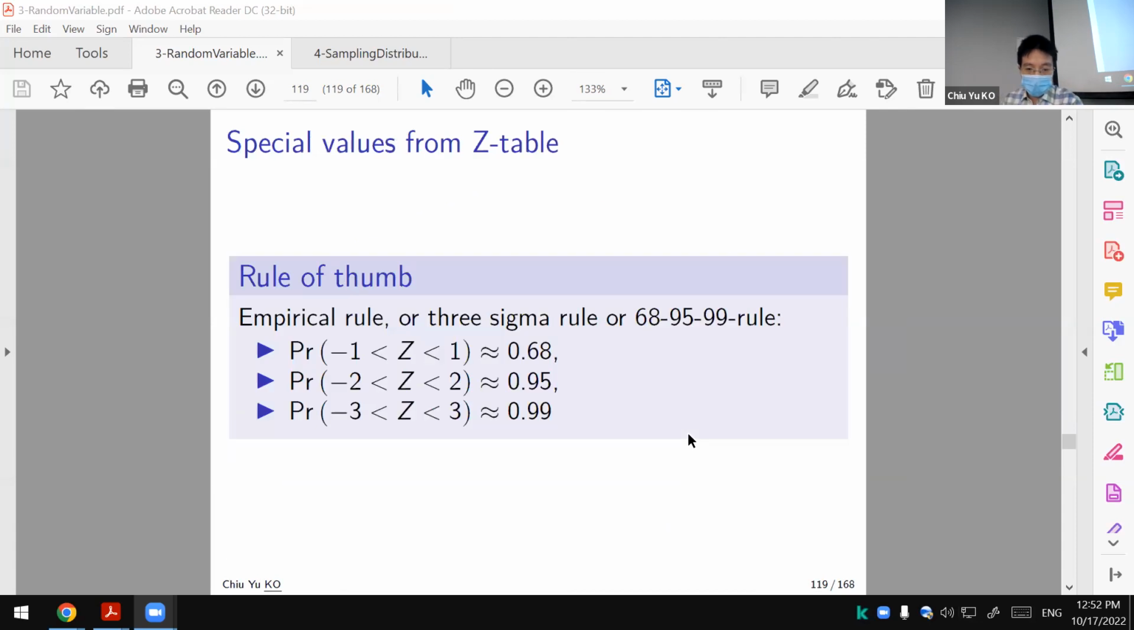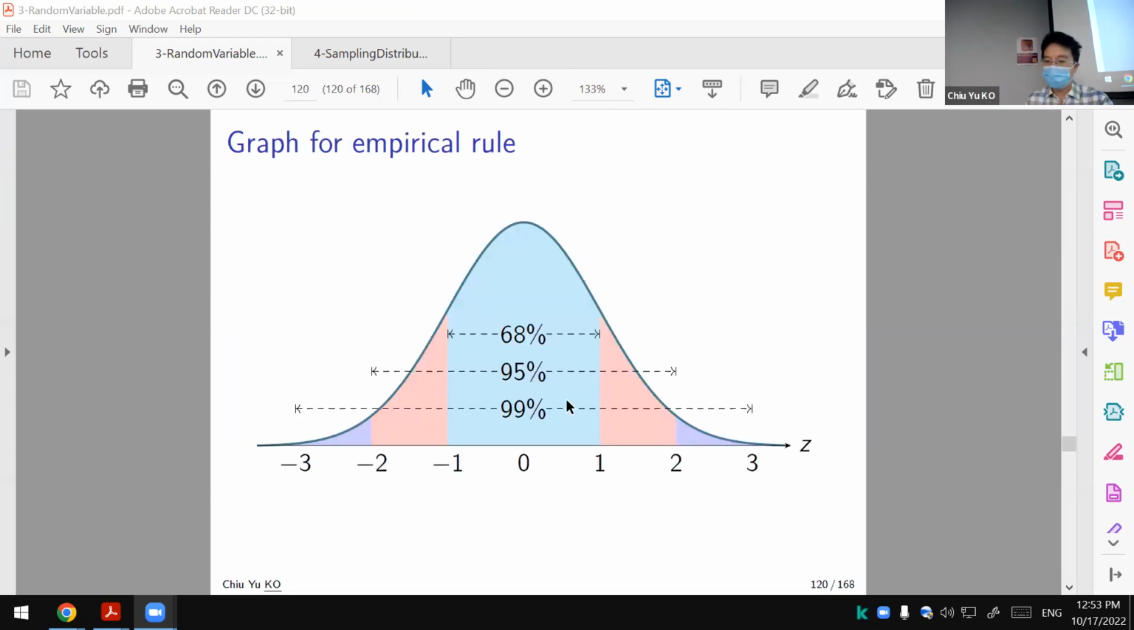But there's a limitation. And here, you will probably know this by the end of the semester, the rule of thumb, or empirical rule, or 3 sigma rule, or 68, 95, 99 rule. Even if you ask anyone who hasn't taken statistics for a very long time, they will probably still remember this rule, particularly the second one, the 2 sigma rule: the probability that Z is between -2 and 2 is 95%. Basically it's just this graph: within 1 SD, 68%, and within 3 SD, 99%.